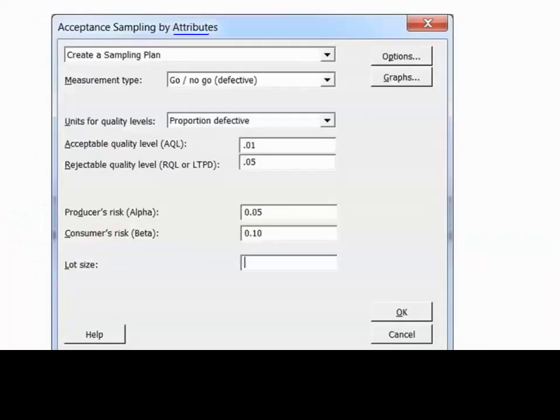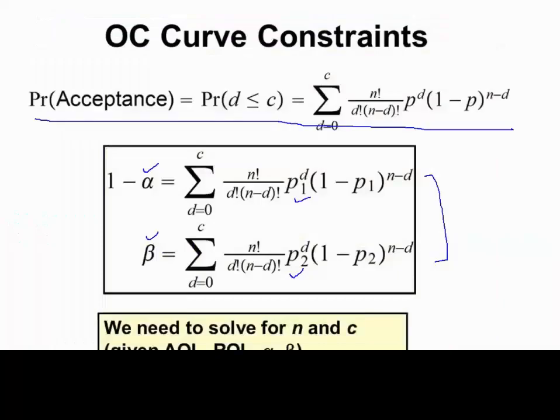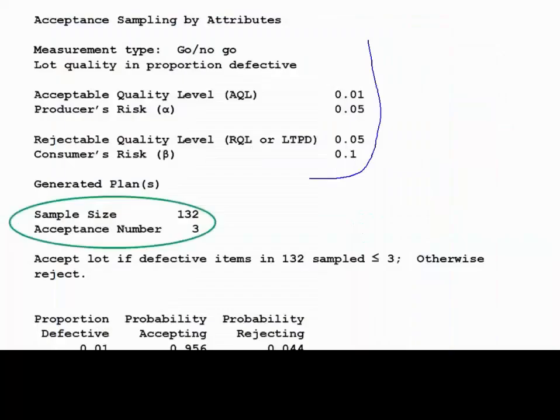By the way, you can solve these equations in Excel using the goal-seek function. You can set that up without too much difficulty, so you can have Excel solve this for you. Again, this says: accept a lot if defective items in 132 is less than or equal to 3, otherwise reject. And these have to be integers, so the actual probabilities are going to be very close to what you specified.